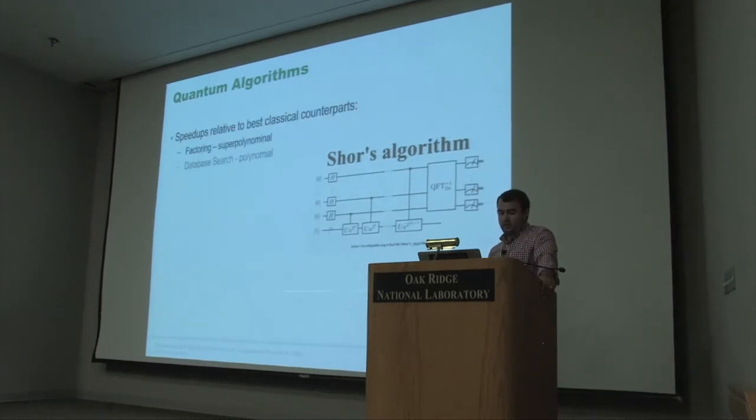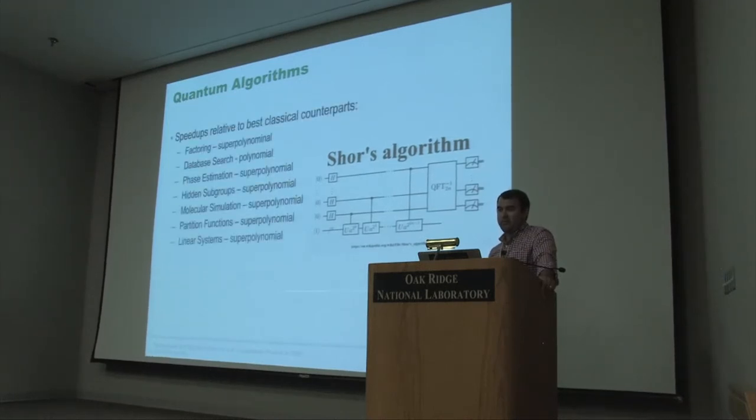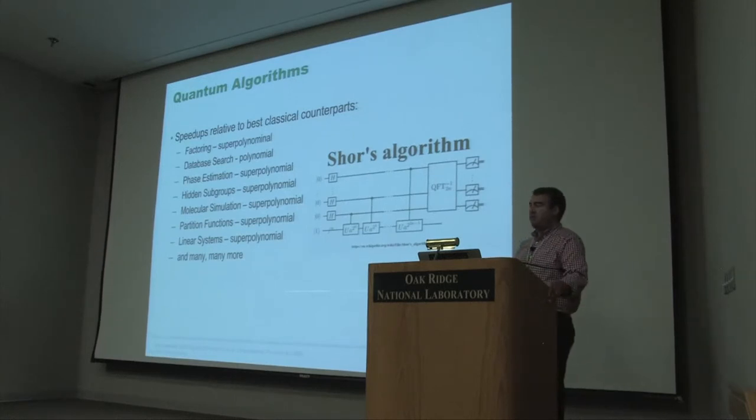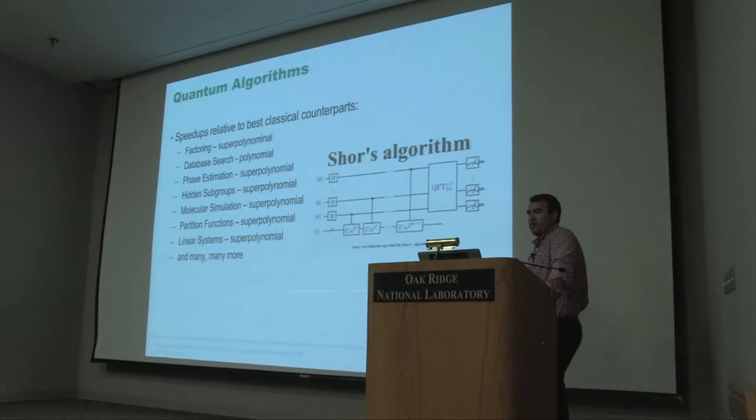All right, this is good. This is a list of quantum algorithms, just to give you an idea. Factoring, Peter Shor, gives a super polynomial speed-up. Grover's algorithm, which lets you search a database in polynomial time. Phase estimation is actually really big for material science. It lets you pick out and find eigenvalues of a Hamiltonian, which are the energy values of your Hamiltonian. All sorts of other stuff, partition functions for statistical physics.